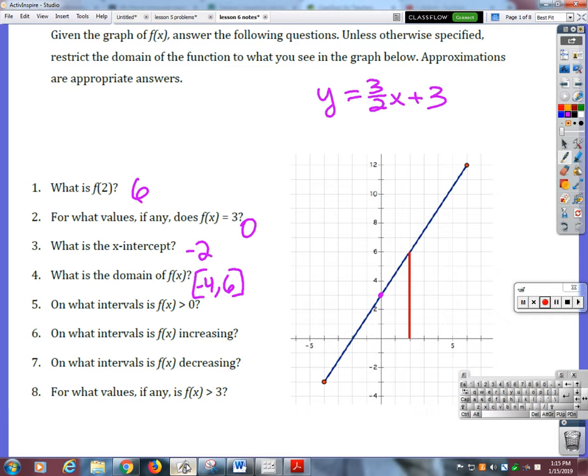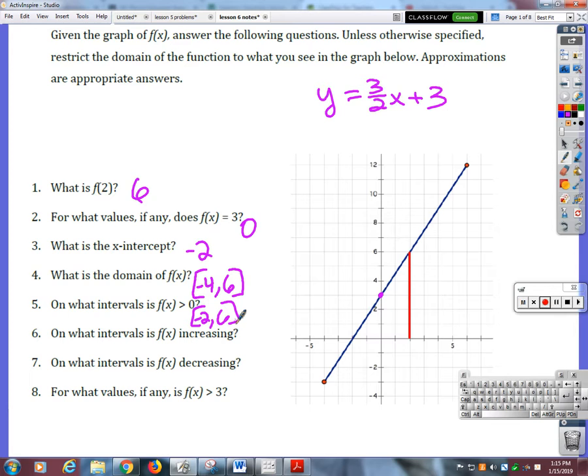Where does it cross the x-axis? -2. And then does it go above it or below it after that? Above it. So that means on what intervals is it greater than 0? From -2 to 6 is where the graph is positive. Above the x-axis.